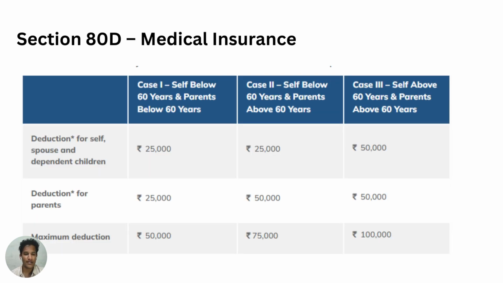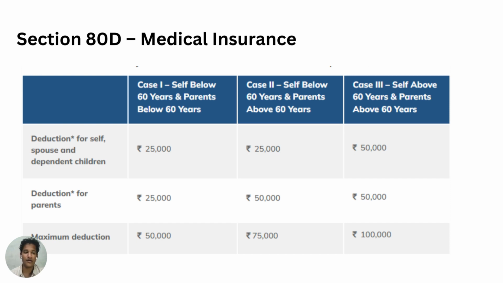Now let's move on to another section, that is section 80D, which mainly deals with insurance, not education, medical insurance. In medical insurance, there are three cases that I'm going to explain. The first one is case one, let's understand. Basically, these three cases indicate how much deduction you can show under 80D.